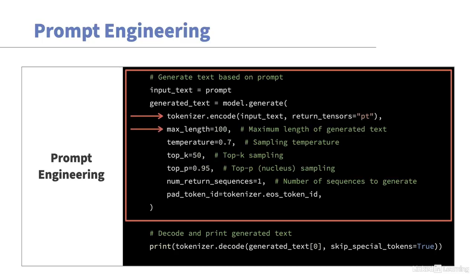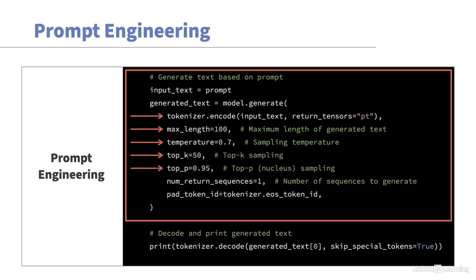Max length: the maximum length of the generated text. The generation process stops when the text reaches this length. Temperature: sampling temperature controls the randomness of the generation process. Higher temperatures result in more diverse but potentially less coherent text, while lower temperatures lead to more predictable but potentially repetitive text. Top K: Top K sampling limits the vocabulary to the top K most likely tokens at each step of the generation process. It helps control the diversity of the generated text.